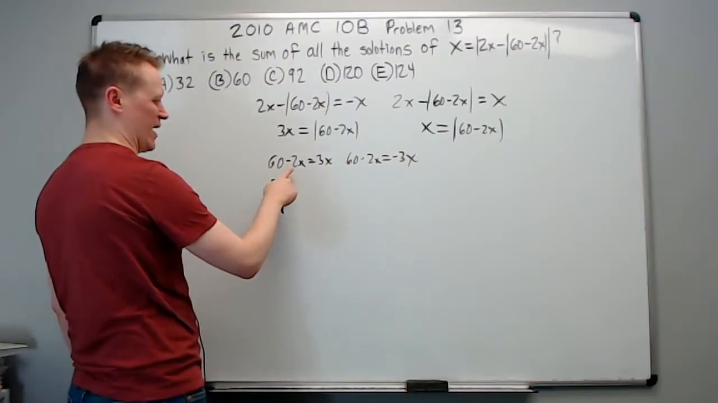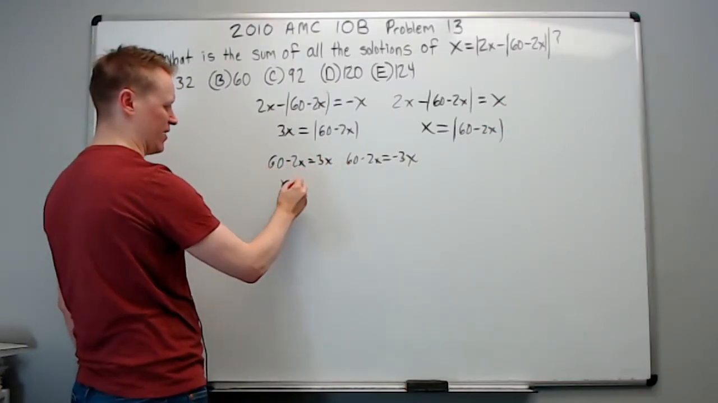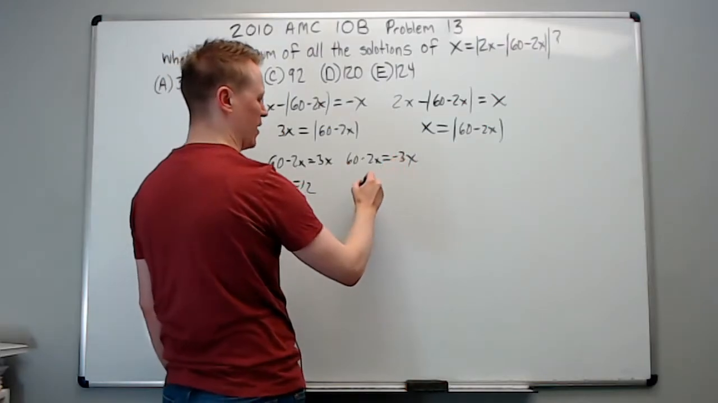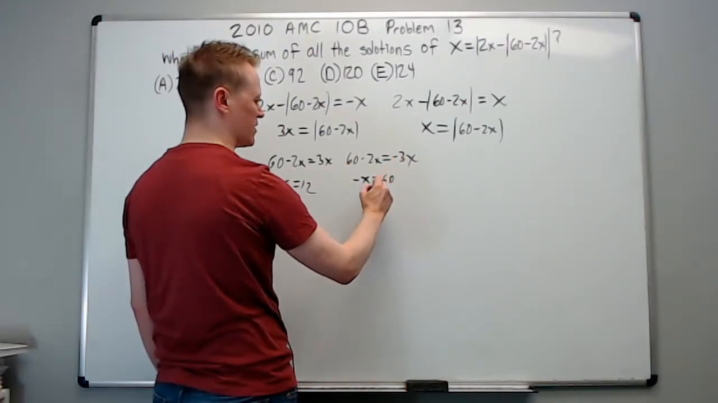Let's solve this right now. 5x divided by 5, x is 12. Add 2x, negative x will equal 60.